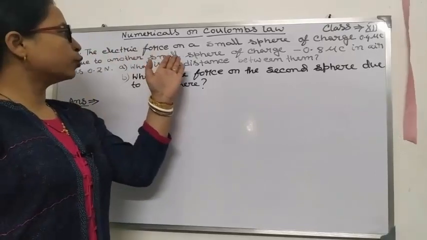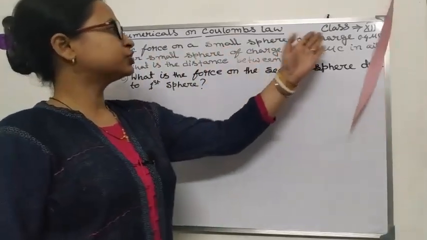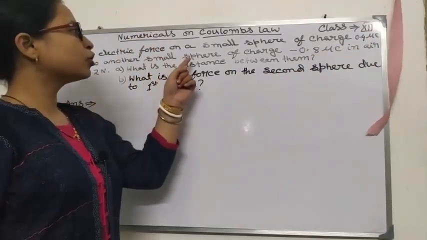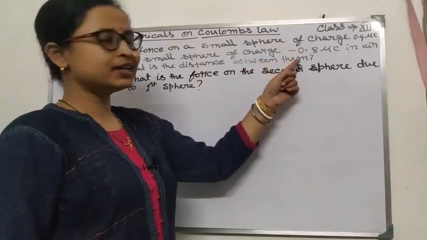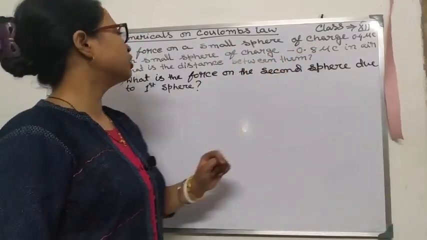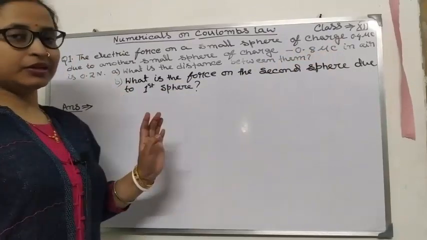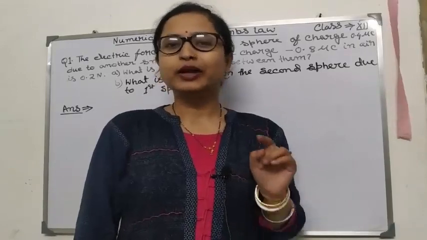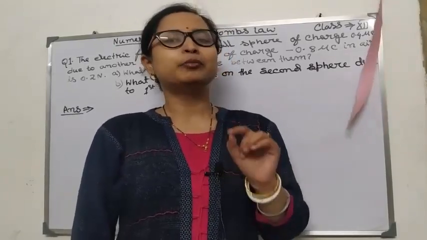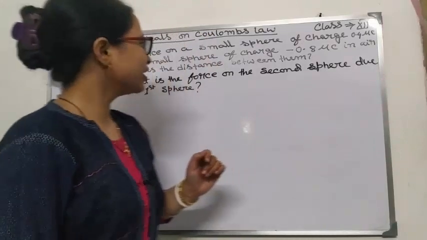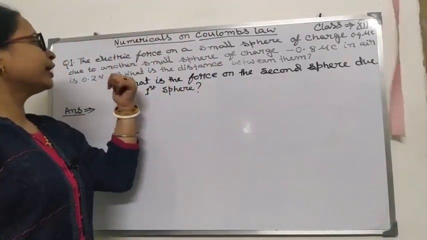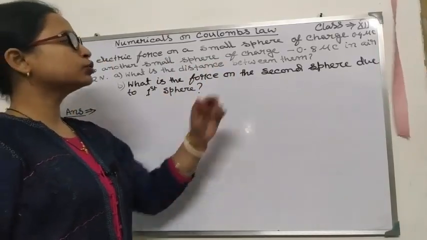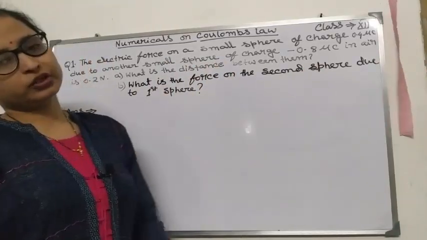The electric force on a small sphere of charge 0.4 microcoulomb due to another small sphere of charge minus 0.8 microcoulomb in air. That means it is placed in air. So what will be the value of K? 9 into 10 to the power 9 Newton meter square per coulomb square. Okay. Then you have to find what is the distance between these two spheres and what is the force on the second sphere due to the first sphere.